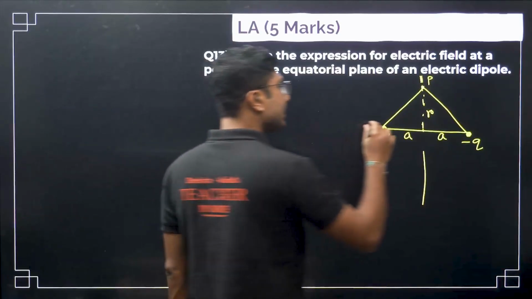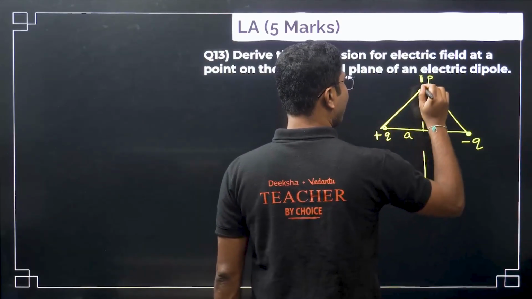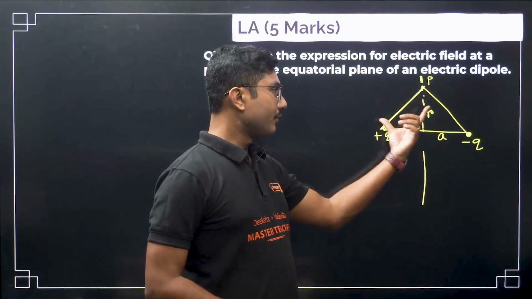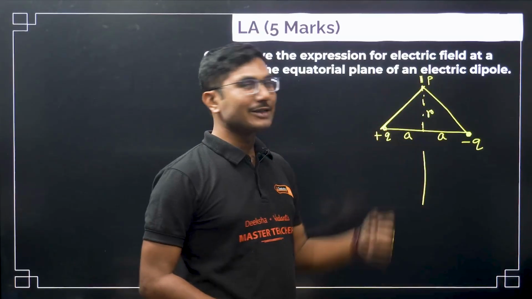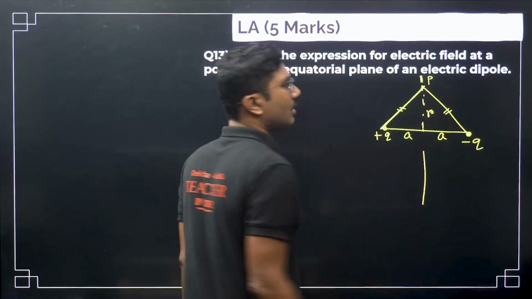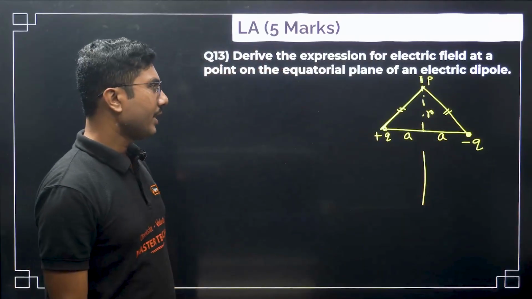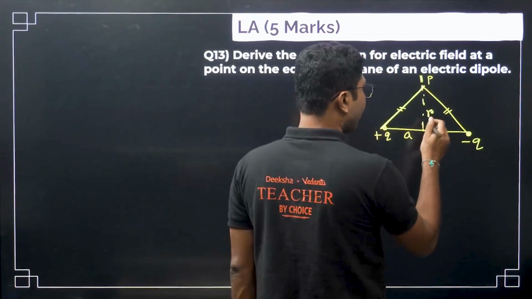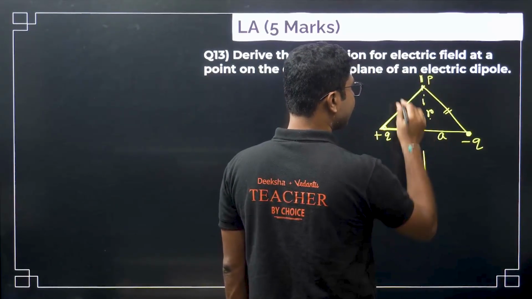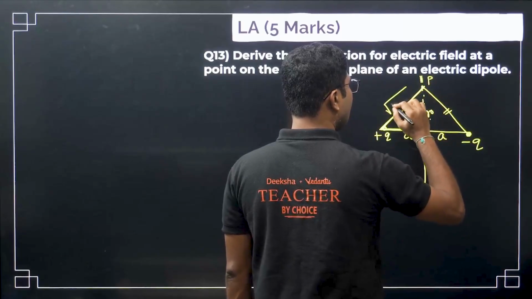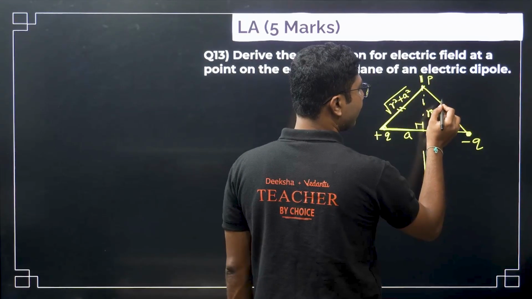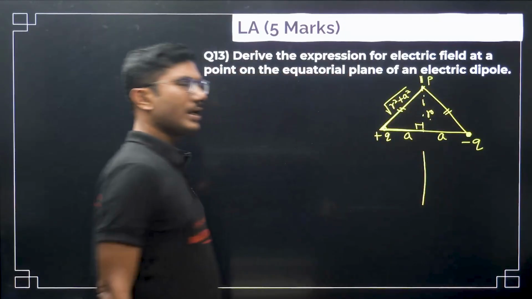Now what will be this distance then? This is an important distance. Now this is the equatorial plane. Equatorial plane means if you join these points, this will be an isosceles triangle. Isosceles triangle means this side is equal to this side. These two sides will be equal. Now this is R, this is A, this is a right angle, so this is the hypotenuse. So this will be square root of R square plus A square. Similarly this will also be the same value, square root of R square plus A square.